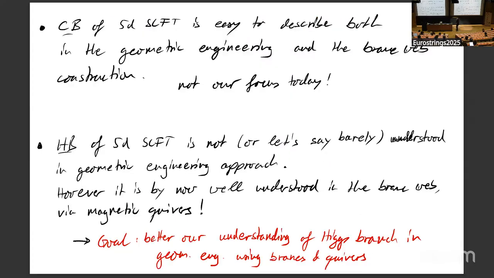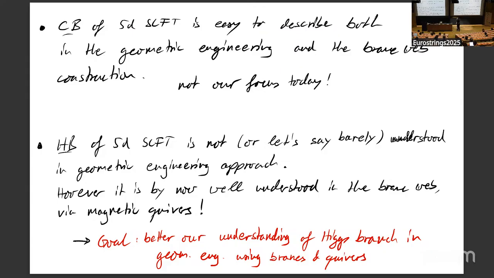Okay, so the Coulomb branch of a 5D SCFT is very easy to describe both in the geometric engineering and in the brane web construction. So we're not going to talk about this. This has been done 20 years ago, and it's really nicely understood, and it's just not a problem.